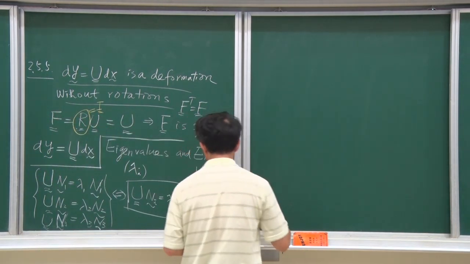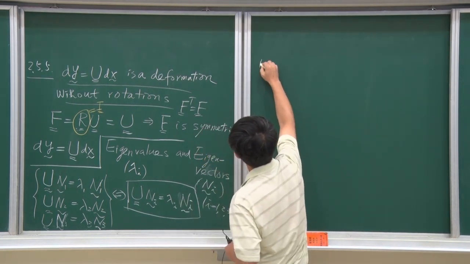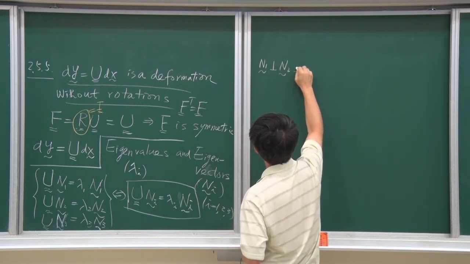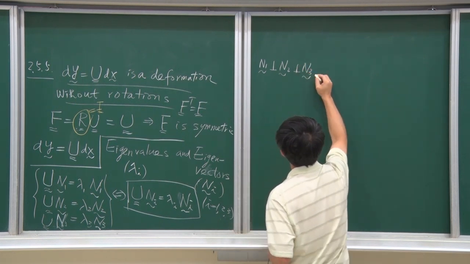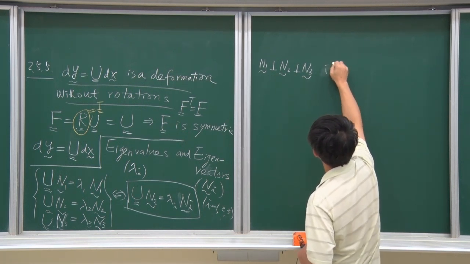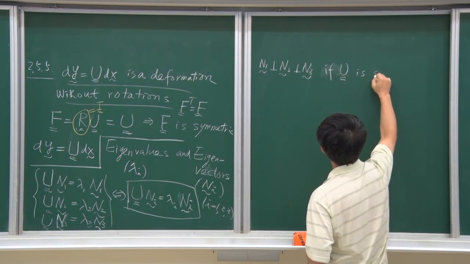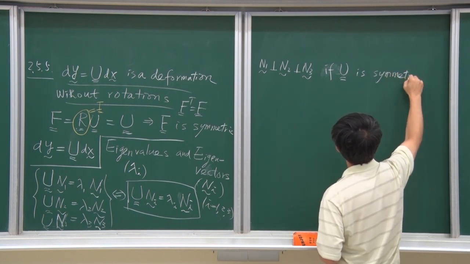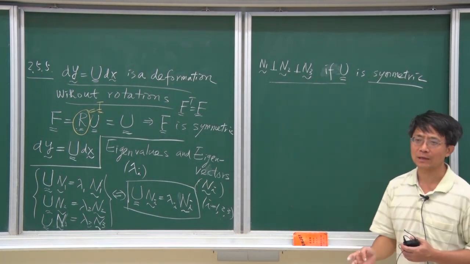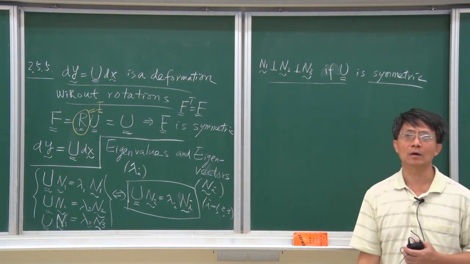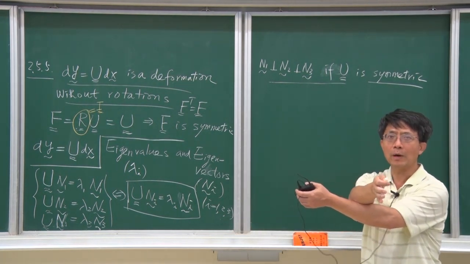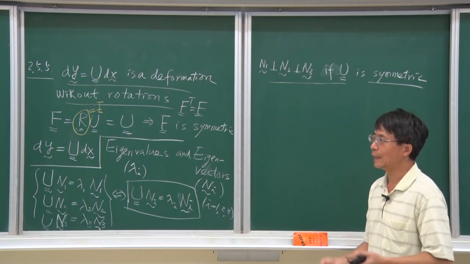I want to prove something to you. U is symmetric. We can prove this because if U is a symmetric matrix, then the eigenvectors of U must be perpendicular to each other. Means that they must be at right angle, 90 degrees.